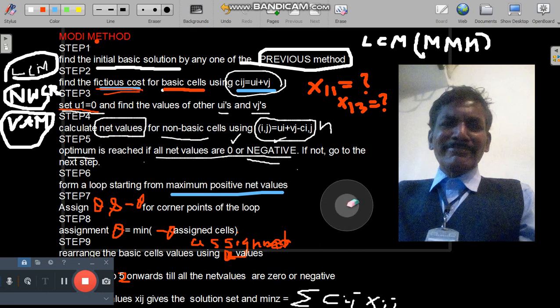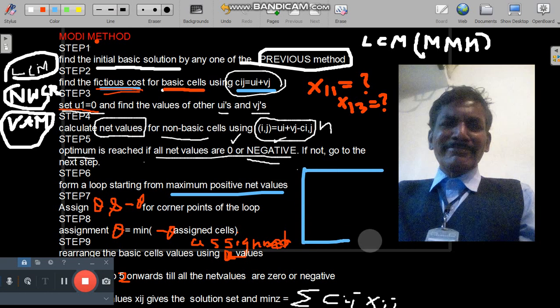So what are the loop conditions? Now look at this transportation box here. I will tell you the rules of drawing loops. Suppose you are starting here. This is a maximum positive net value. You can go straight, column wise or row wise. You should not cross it. You can go row wise or column wise. That is the first rule. You should not go like this. You should not cross the cells. That's the first condition.